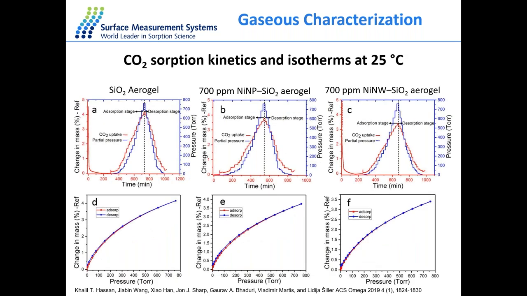Now let's look at the carbon dioxide studies at 25 degrees. Again, the top row shows the kinetics for carbon dioxide adsorption up to 1 bar, and the plot below shows the adsorption-desorption isotherms. What we can see here, again, is that the adsorption and desorption curves are almost identical.